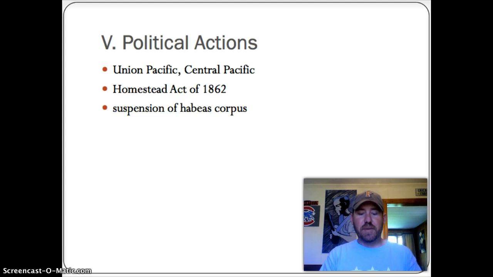And then the suspension of habeas corpus, which is a big time upping of presidential power by Lincoln during the war. Habeas corpus, just as background, said that you had to be brought before a judge or a court to be charged with a crime, and by suspending this, Lincoln is saying you no longer have to do this.